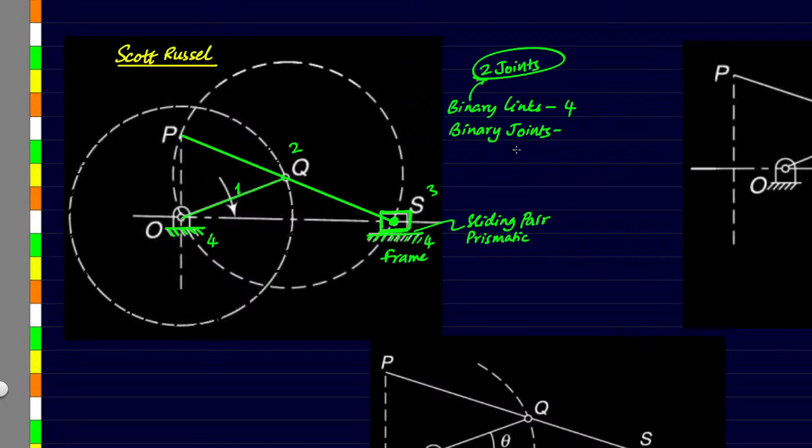What about binary joints? This point O should be counted as a binary joint because the frame and the link OQ are connected here. Only two links. In the same way, the slider's revolute joint here has only two links connected, one is the slider, the other is PS. So that is also a binary joint. Then the slider with the frame is also a joint, that is binary. This is also a joint, binary. Here also a joint, binary. And the one above point Q is also a joint, binary.